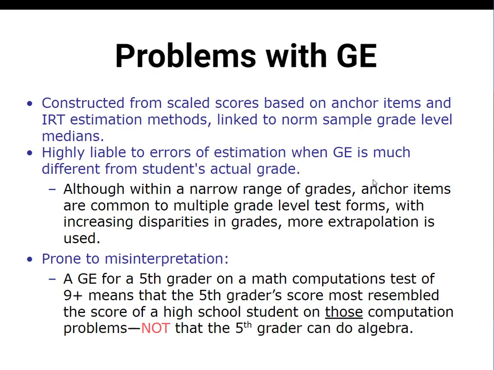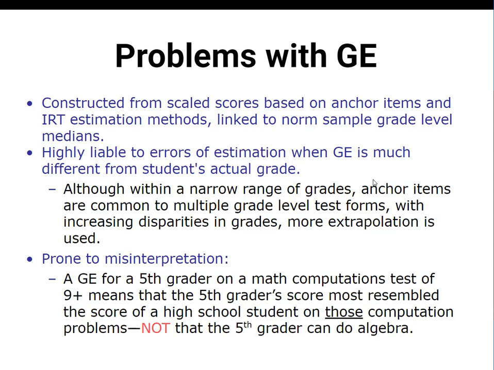The problem with grade equivalent is that it's created using some anchor items and some statistical estimation methods. So the transformations are kind of difficult to describe, and there can be some disparities within the grades as far as when standards change, and it can be highly susceptible to errors. It's often misinterpreted by people.